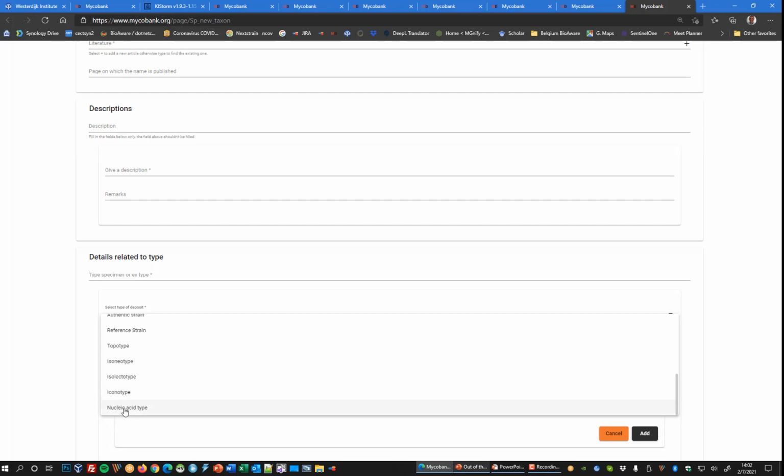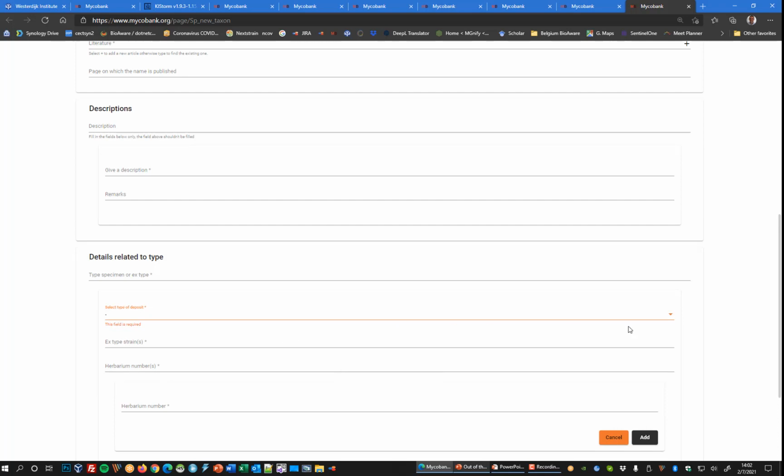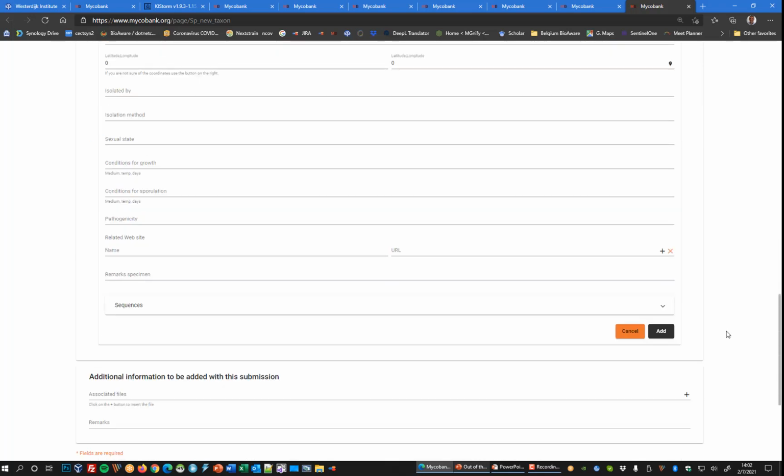We have also already included the ability to put nucleic acid types, which is not yet officially recognized, but we are getting ready for the moment where it will be recognized, if it becomes accepted by the code, which is not the case yet. So there is plenty of discussion around that.